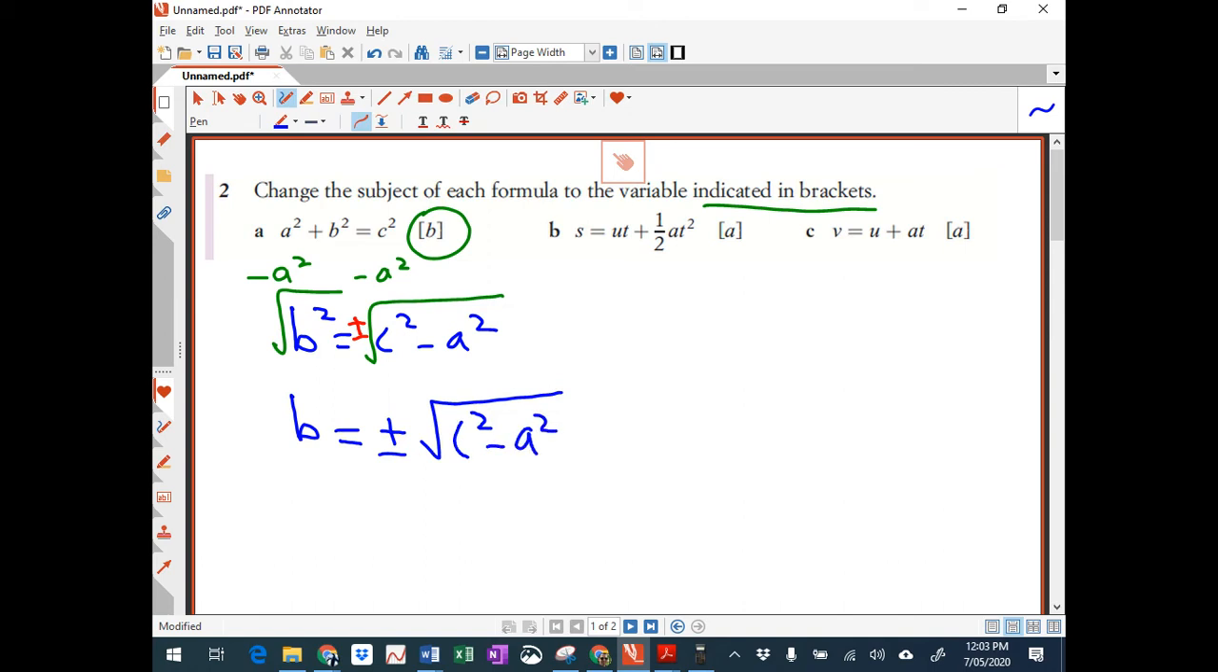minus a squared. Now just be careful here, the square root here does not cancel out the powers of 2, right? Because there's a subtraction sign between them. It only cancels out this power of 2 here. All right, now what about for the next one?